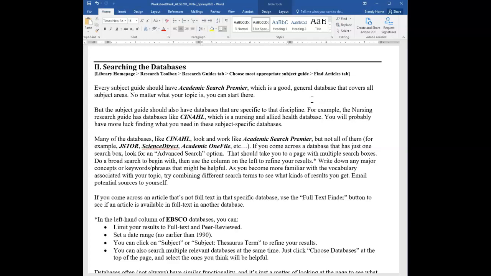Academic OneFile is similar to Academic Search Premier in that it's a good general database and covers all subject areas, but it has a different interface. JSTOR has a very different interface and wants to start you off with a single search box, so you would click Advanced Search. It's kind of the grumpy old man of databases. If you're dealing with more science related stuff, Science Direct is an excellent database. So there are a lot of different databases. All the EBSCO ones look the same, but all the rest of them look so vastly different that it's just a matter of exploring and seeing what you come up with.